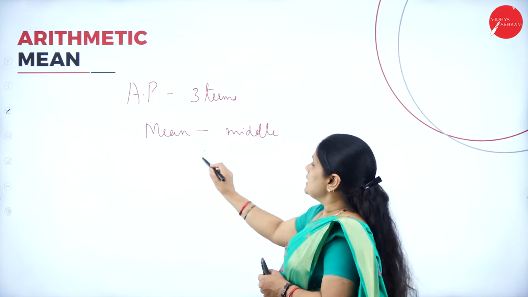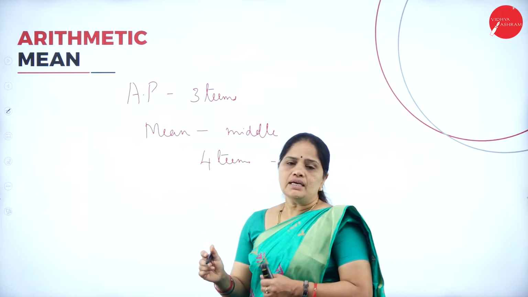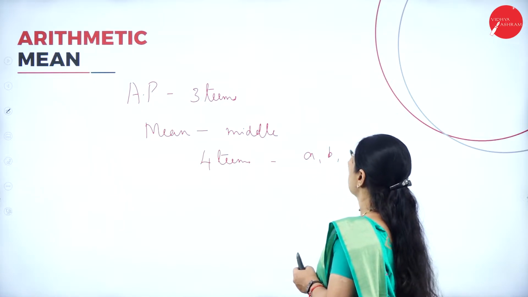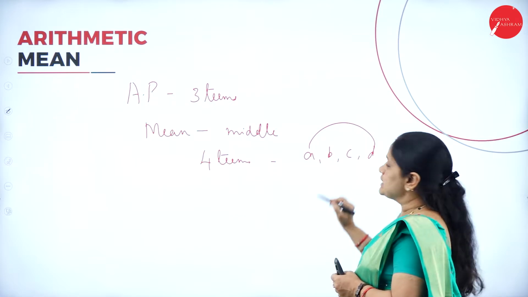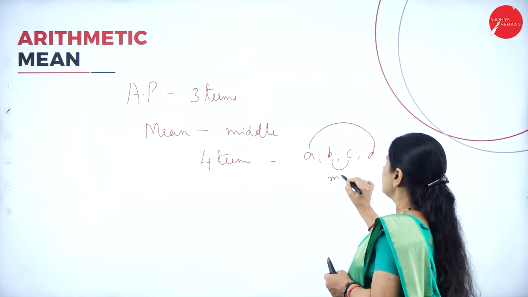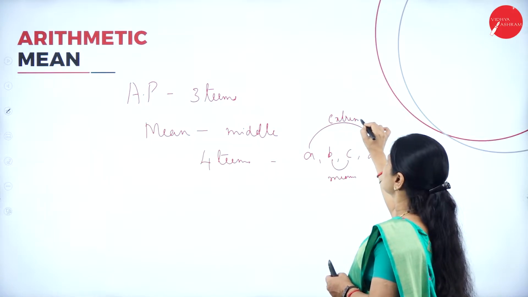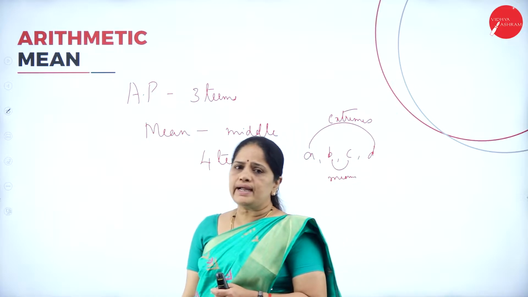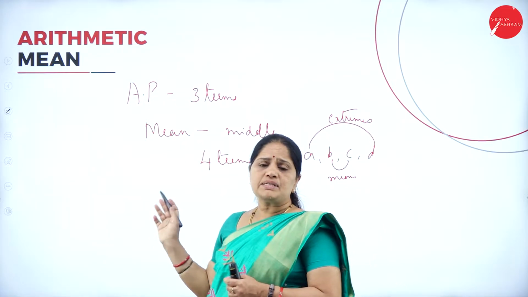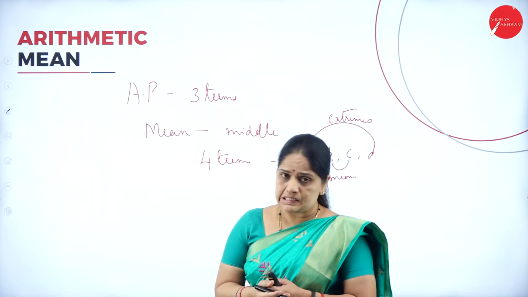Suppose there are 4 terms, A, B, C and D. These 2 are called the extremes and these are called the means. So in this way we should understand that if there are 3 terms, the middle term is considered as the mean. If there are 4 terms, the middle 2 terms can be considered as the mean.